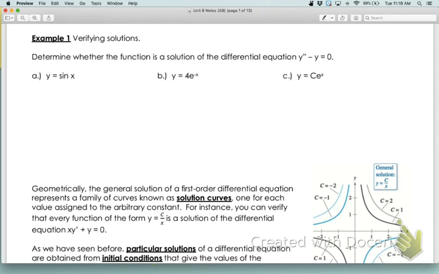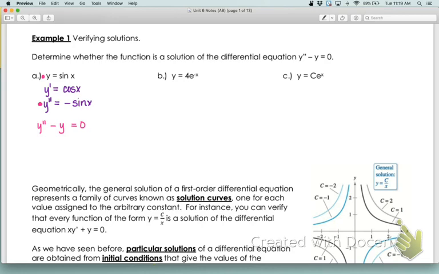So if we look at example A, y prime is going to be equal to cosine of x, and y double prime is going to be equal to negative sine of x. Okay, so that means now we want to plug in the value of y, and we want to plug in the value of y prime to see if our equation is true. So y double prime minus y equals 0 is what we are hoping to show.